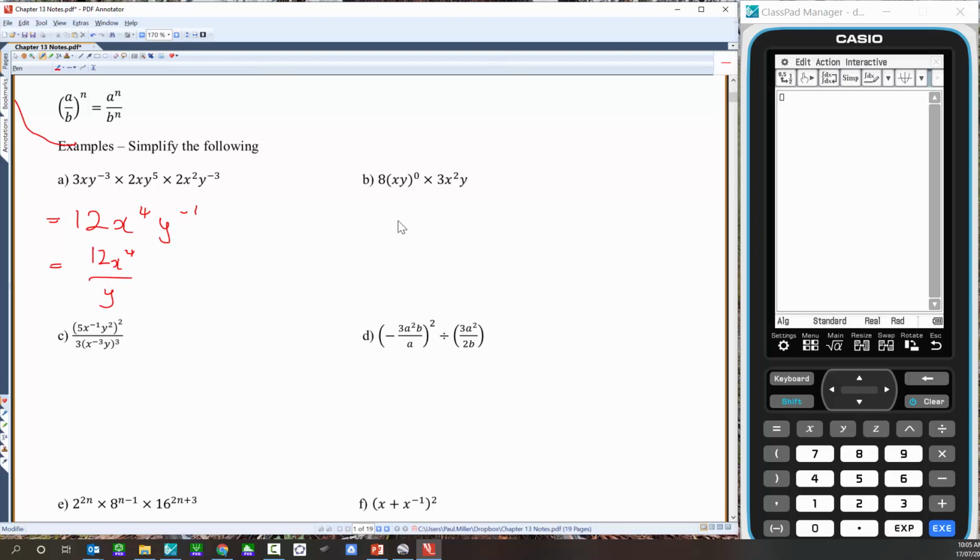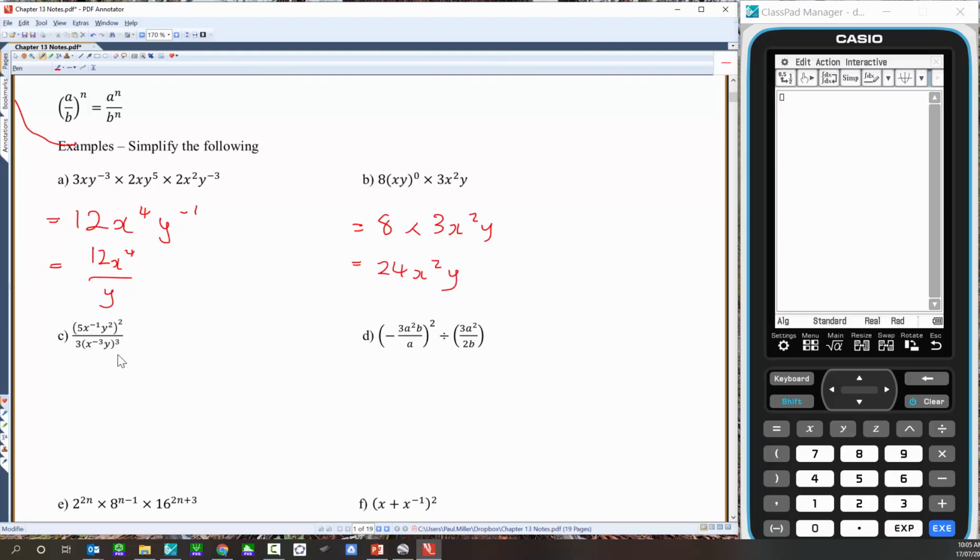Okay, this next one means anything raised to the power of 0 is 1, but that just means that the contents of this bracket is 1. This is 8 lots of 1s. This is 8 times 3x squared y, which is 24x squared y.